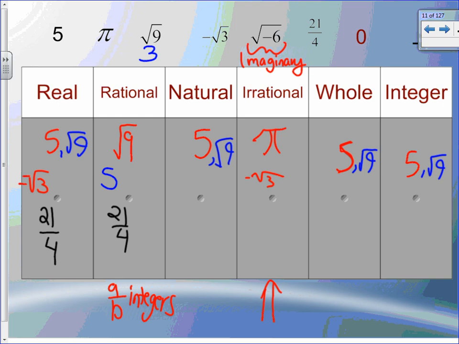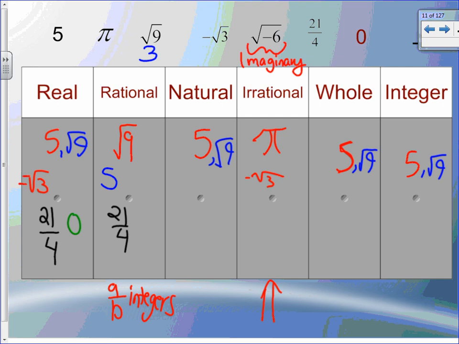Is it irrational? No, because if it's rational, it can't be irrational. Those are opposites. Is it a whole number, 21/4? No. Is it an integer? No. Great. How about 0? Is 0 real? Yes, sorry.